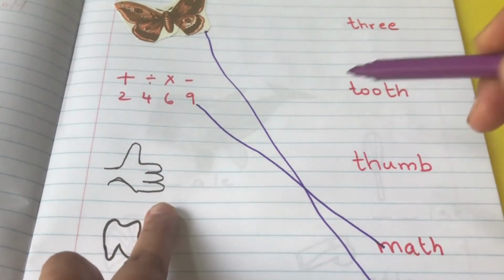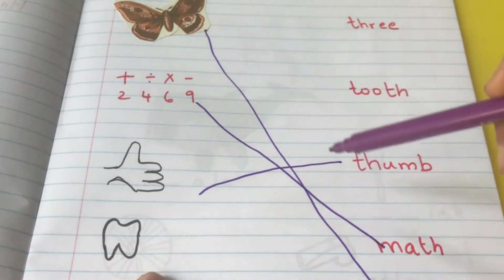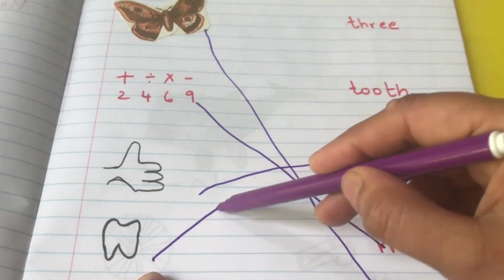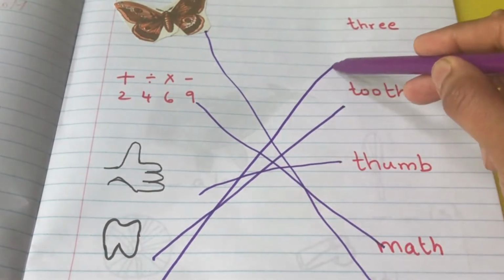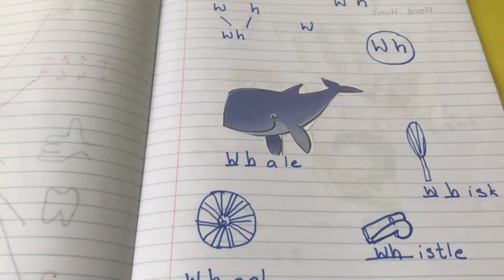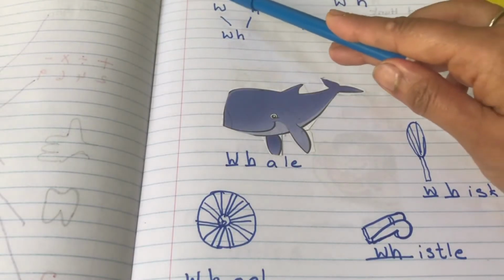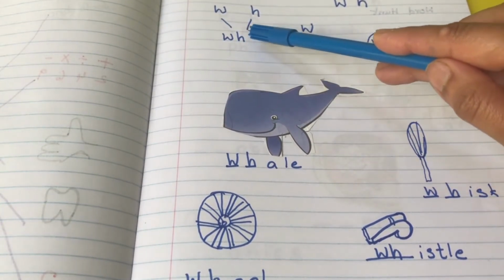Next it is thumb. Thumb is here, so he has to match it. The next one is tooth. So tooth will go here, and the last one is tree. So these are some of the activity sheets to practice the th sound. Let's take a look at the next digraph, which is W and H combining together to make the sound W.